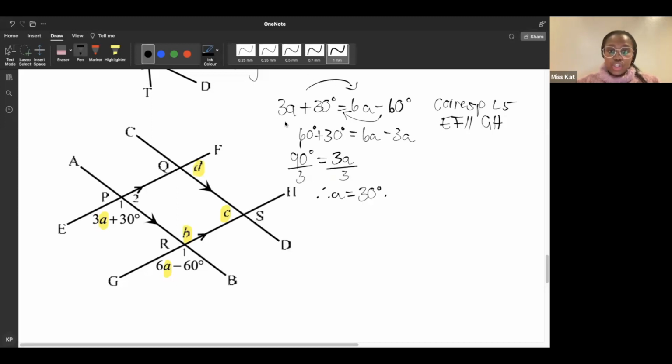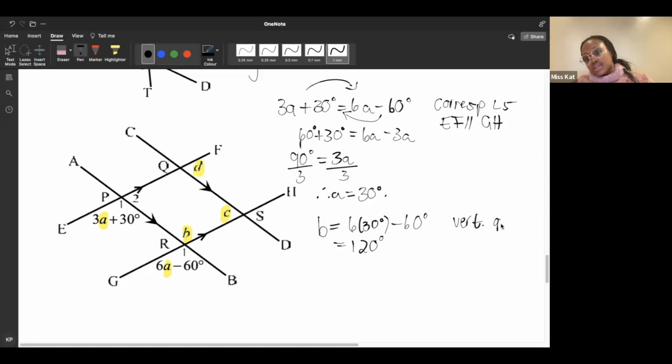Okay. Let's see. Sinesihle. So ma'am, A is equal to 30 degrees. Which one? Is that B, ma'am? Yes, it's B. B is equal to? So ma'am, it's 30 multiplied by 6 equals 180, minus 60, which is 120. So B is equal to 120. What's my reason? Vertically opposite angles, ma'am.